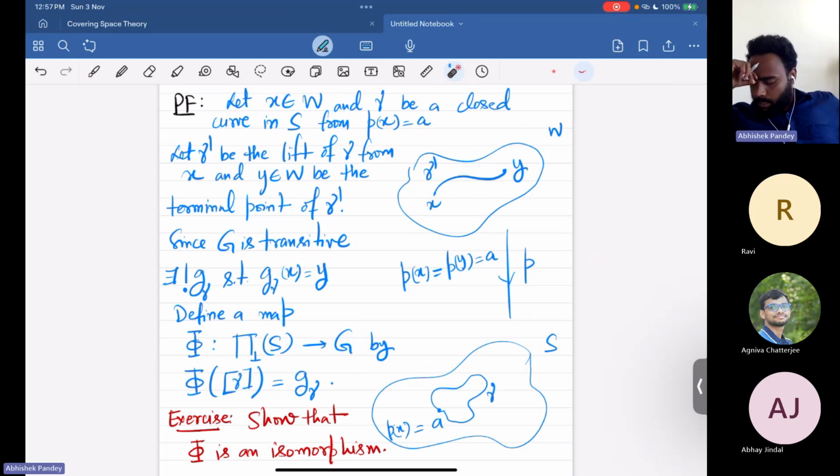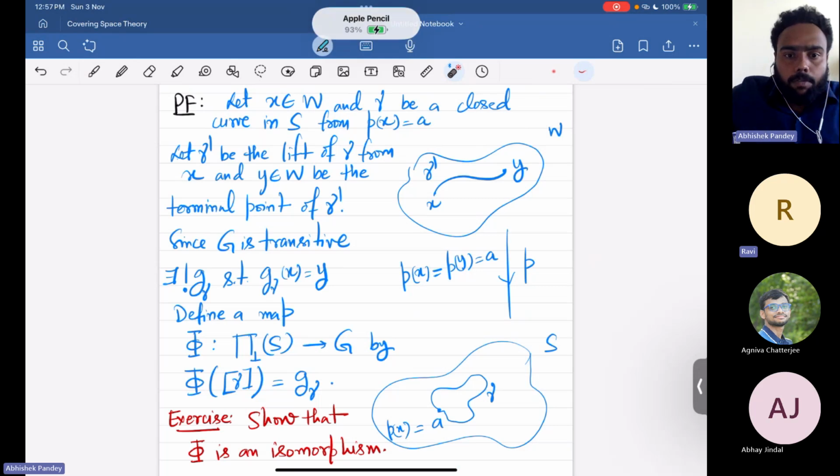So I think the direct transformation argument is there. I have to see it again. Other than that, Abhishek, I have one more little doubt.